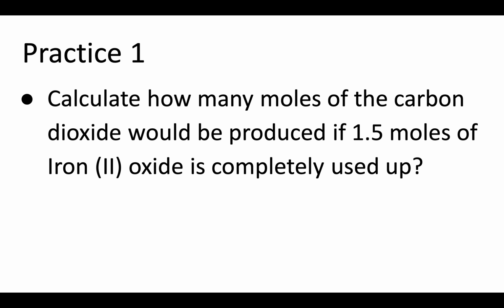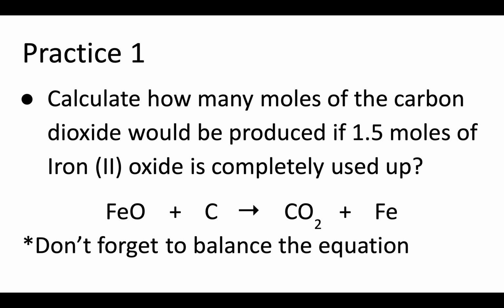All right, so hopefully you have this as your chemical equation. You'll notice I didn't balance it for you because I want you to balance it on your own. So if you still haven't balanced that, please go ahead and pause and balance this now. And so what you all are going to do now that you're back with that balanced equation is calculate how many moles of carbon dioxide would be produced if 1.5 moles of iron 2 oxide is completely used up. So we know we have 1.5 moles of this. We're going to use that mole ratio to figure out how many moles of this we have. Again, my equation isn't balanced, so if you haven't balanced yours, go ahead and do so now.